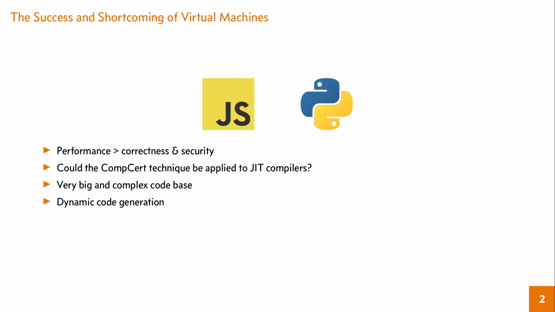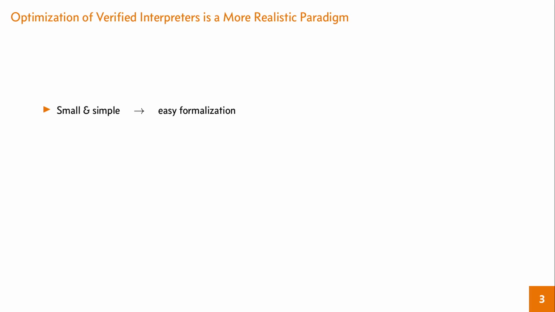We believe that, instead of trying to verify complex just-in-time compilers, we should try to apply simple optimizations to verified bytecode interpreters. Remember that, at their core, virtual machines are relatively simple programs, and that means that they could realistically be fully formalized. The main problem is their performance.